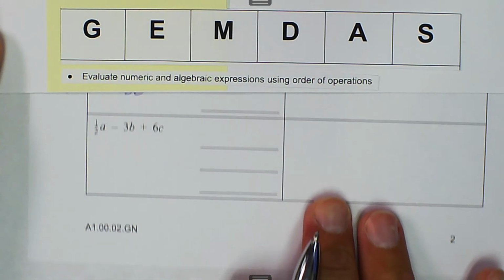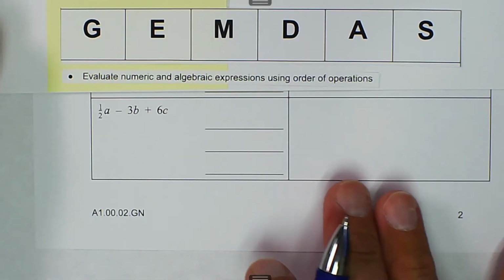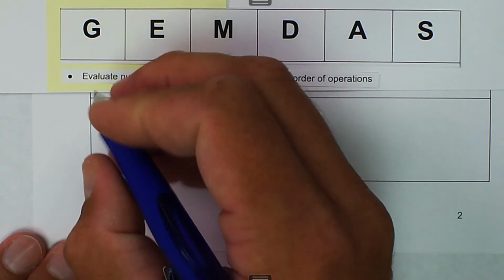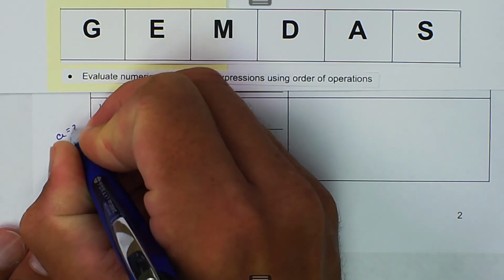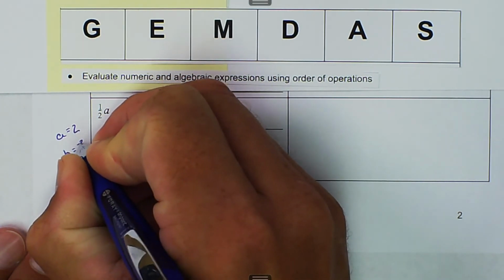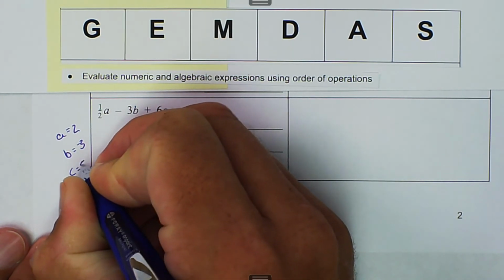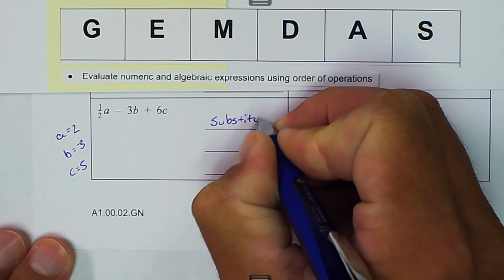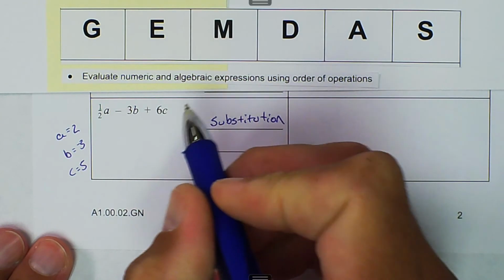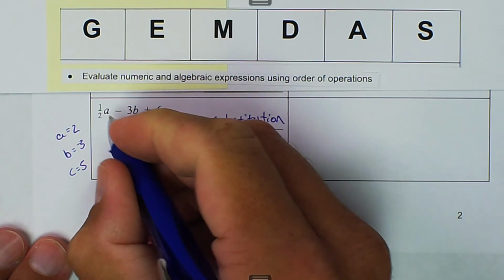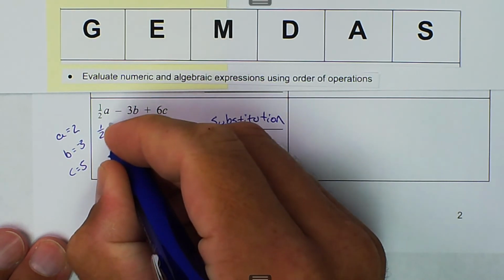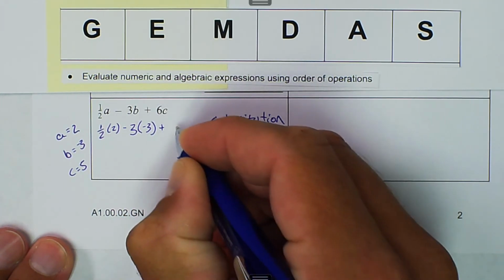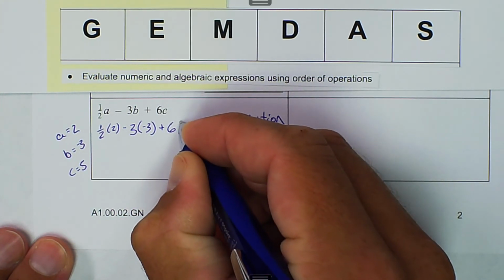Last example. We'll write down our variables again. A is equal to 2, B is equal to -3, and C is equal to 5. And then the first thing we're always going to do is substitution. And we know A is 1/2, or excuse me, A is equal to 2, so 1/2 multiplied by 2 minus 3 times -3 plus 6 times 5.